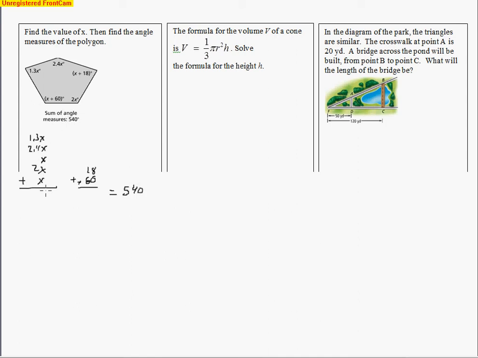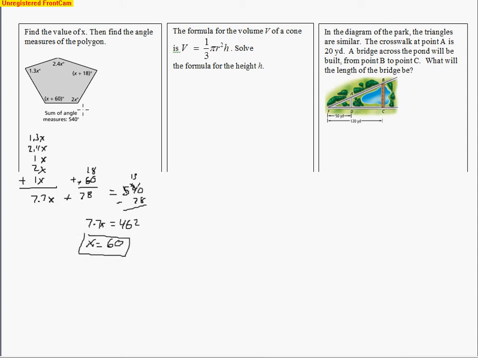So when I add this stuff up, 1, 2, 1, 1, 2, 1, that makes 7.7x. Over on this side we have 78, and this all equals 540. So I just subtract that 78 from both sides. And that leaves me with 462. Make sure again you borrow a little bit when you're doing that subtraction. And this all equals 7.7x. So you can see when you divide by 7.7, that's going to give us our answer, and it goes in there evenly 60 times. So 60 is x, so I figured that out.